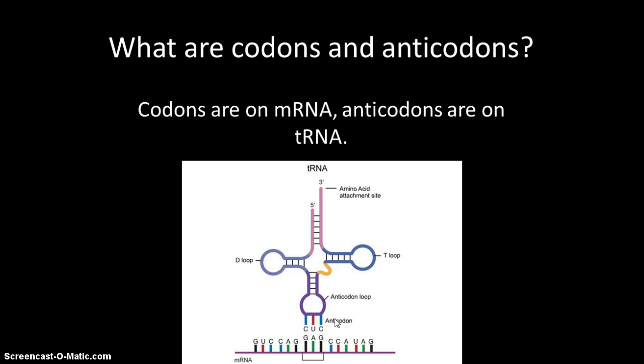Anticodon is its partner, and it's found on the tRNA. So I hope you're looking at the diagram down below. You see the codon where it's GAG. CUC is the anticodon. Okay, so that part is what helps the tRNA, which carries the parts of the protein, match up and make our new protein.